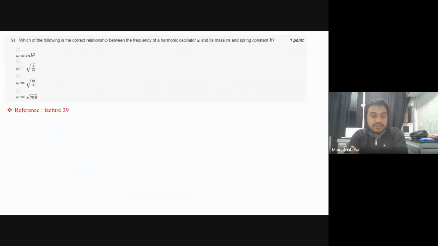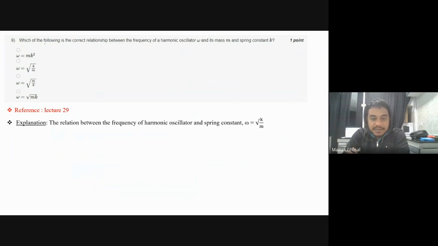In reference 29 you can find that the relation between the frequency of a harmonic oscillator and the spring constant is always given by omega equals root over k by m. You can clearly see. So whenever you are writing your potential energy, suppose you are writing in terms of half k x square, this k, spring constant, is nothing but your m into omega.